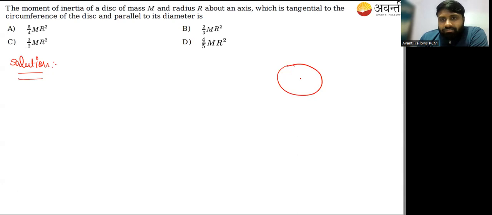Now we have this disk with its center here. We need to find the moment of inertia about this axis, which is parallel to the diameter and tangential to the circumference. So we can assume this as the desired axis about which we need to calculate the moment of inertia. Let's say this axis is axis A. We need to know the moment of inertia about this axis.